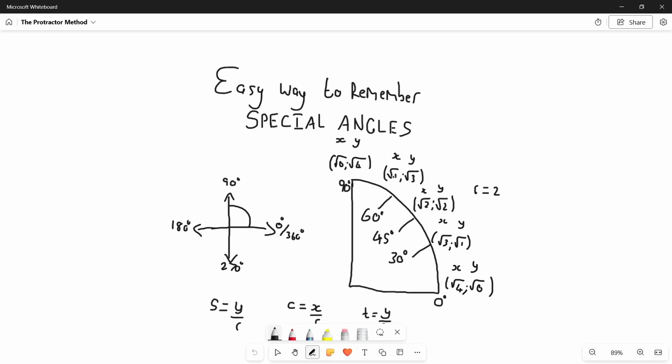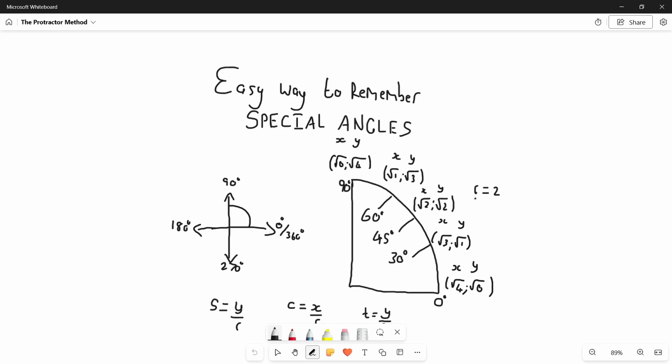This repeats from step to step, because as we move right again 1 unit, we have the square root of 2 for our x value, and we move down 1 unit for our y value, and we have the square root of 2. This then repeats again, moving right 1 unit, square root of 3, moving down 1 unit, square root of 1, and then one more time, moving right 1 unit, square root of 4, moving down 1 unit, square root of 0, which means that the 0 and 90 are opposites of each other in terms of x and y.